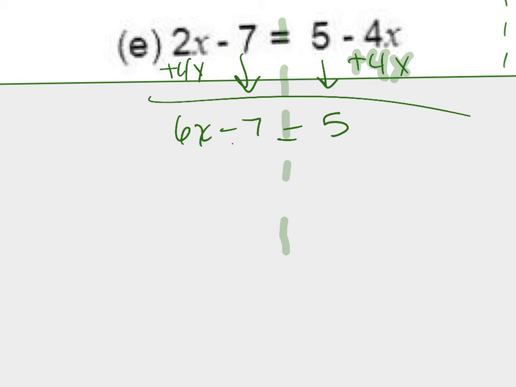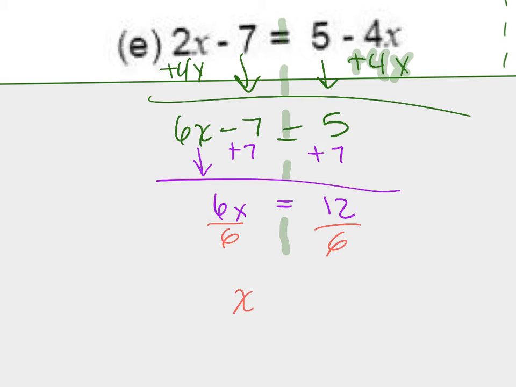Now I need to bring that 7 over by adding. Rewrite the 6x is equal to 12. Now what do I do? Divide. And x is equal to 2.